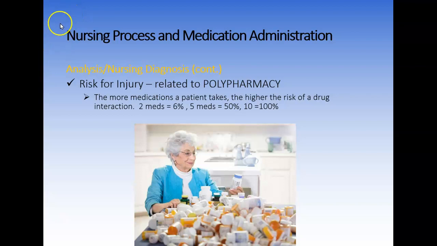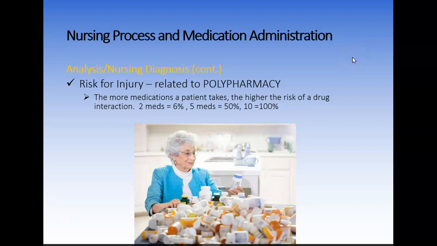Okay, so your analysis, the risk for injury. What happens is the patients, as they get older, they tend to, hopefully not this many medications, but they tend to get on more and more medications, right? We're really good at giving new medications. We're not super good at taking them away. So we call this polypharmacy.